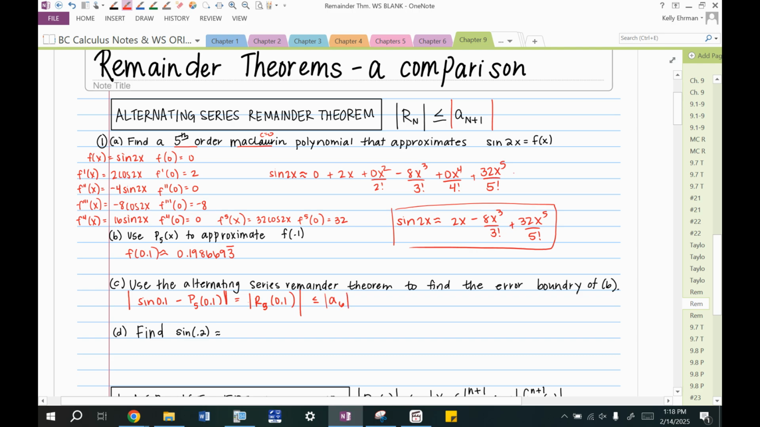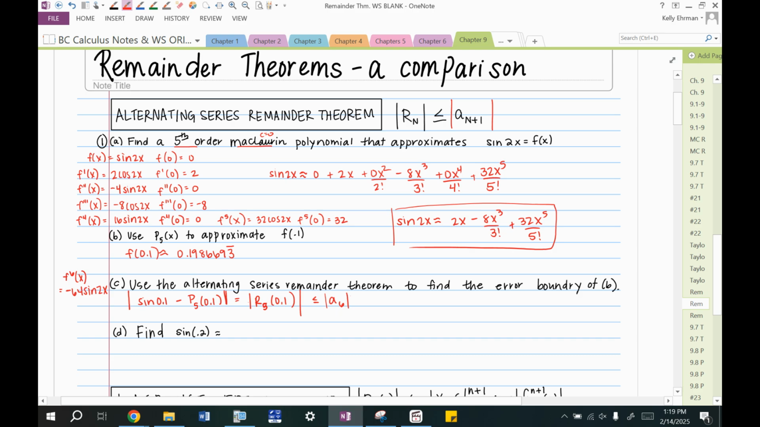So it's just what would the next term have been that you left off. So you just need to find what the sixth term would be. So that means I do have to do a little bit of work here. What would the sixth term have been? So I need to find the sixth derivative. So the fifth one was back here, 32 cosine of 2x. So the sixth one would have been negative 64 sine of 2x.